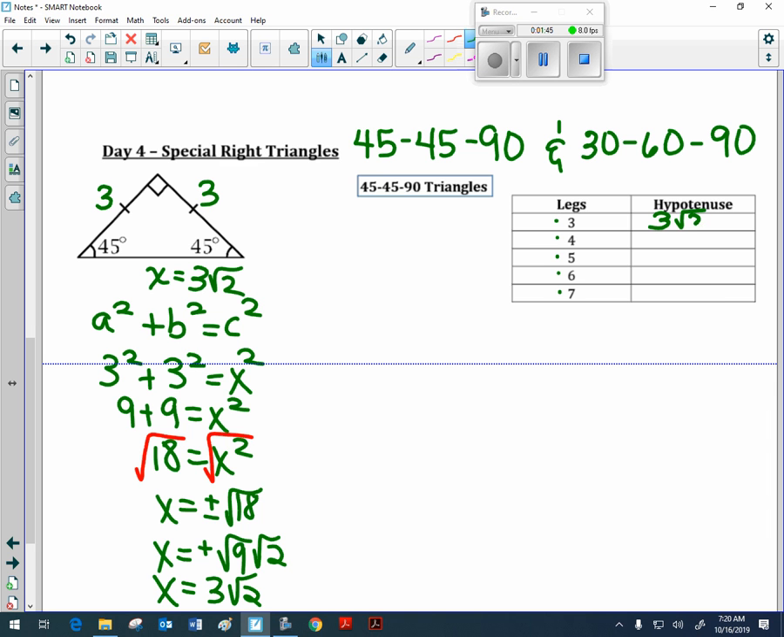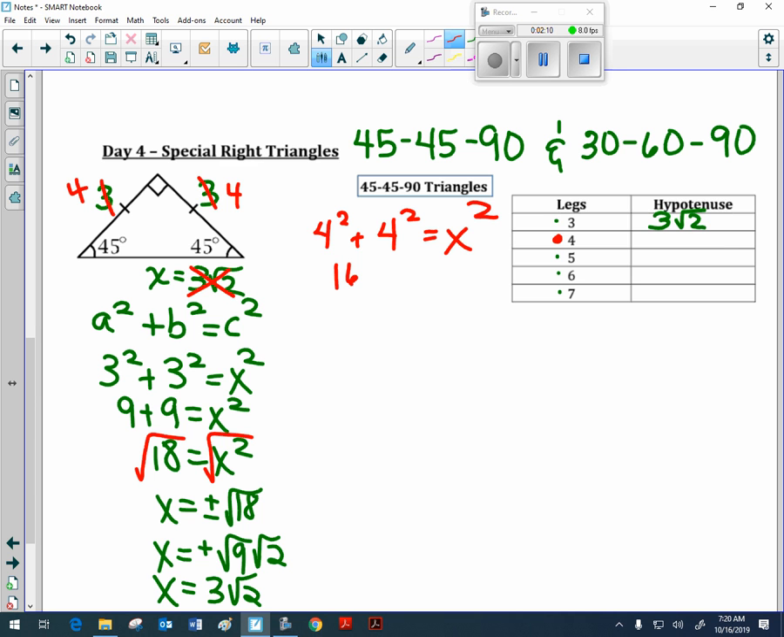And some of you right now may kind of notice a little bit of a pattern. So I'm going to go on to the next leg that they're showing us, which is a leg of 4. So instead of the 3's being here, I'm going to go in and turn them into 4's now. And I'll cross this out because we're going to move on. So if I do Pythagorean theorem, I would have 4 squared plus 4 squared equals x squared. So 16 plus 16.